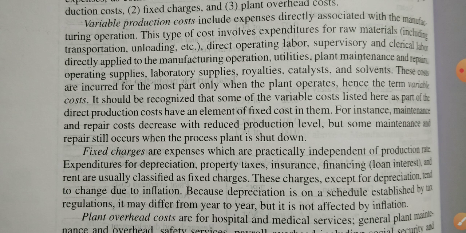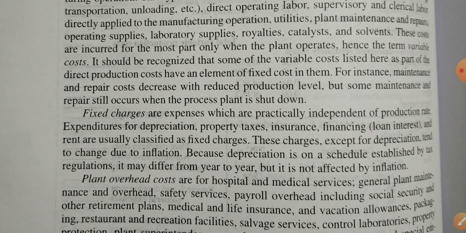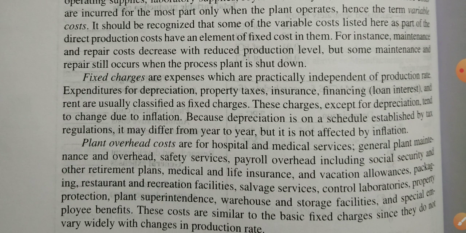Okay, this type of cost involves expenditure of raw materials, transportation, unloading, direct operating labor, supervisory and clerical labor, transportation, operating. In a fixed charge માટે જોઈએ આપણે expenses which are practically independent of the production are expenditure or the depreciation property. And then a plant overhead cost.